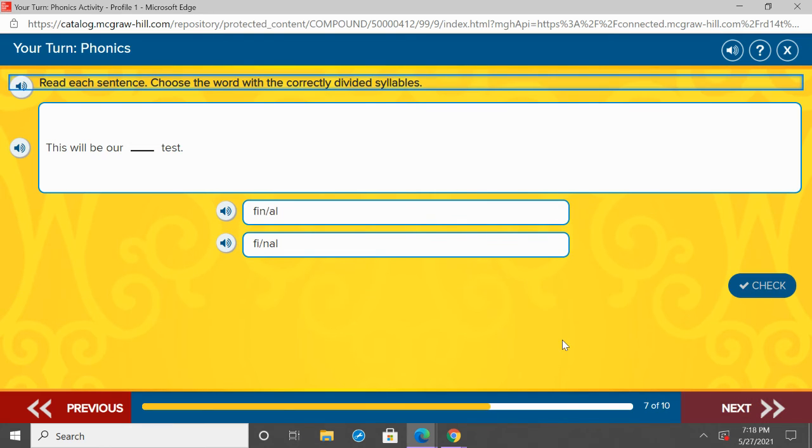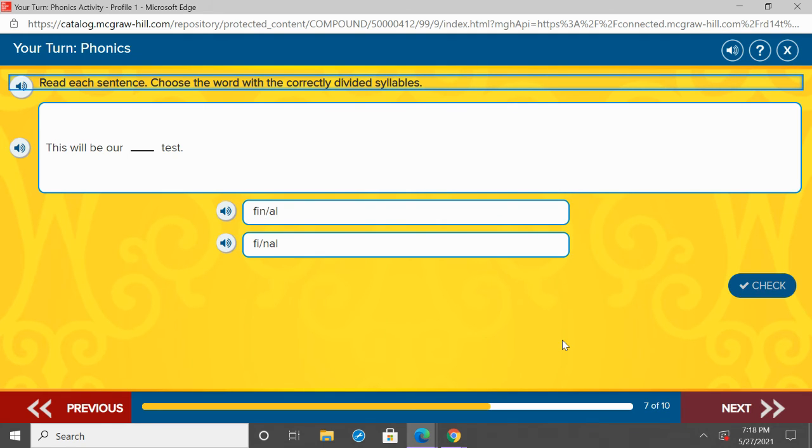Fantastic. This will be our final test. So the word we're working on is final. Oh, we hear that ending. We see that A-L pattern. I want to break final up into syllables. I know if I have that A-L, in order to break it up into syllables, it has to be consonant A-L.